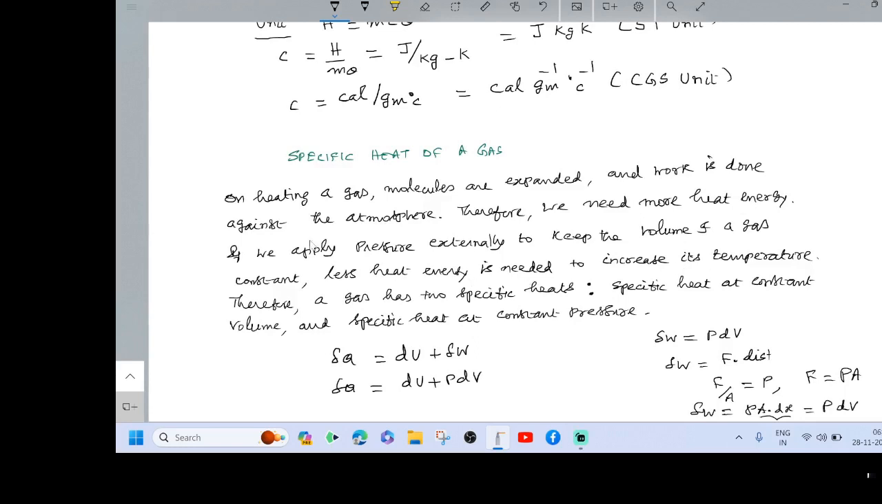Now we work out the first concept. On heating a gas, the molecules expand and work is done against the atmosphere. Therefore, we need more heat energy. If heat energy is applied to the system, part of it is used to increase the internal energy of the system and the rest is utilized to carry out some work. So we need more heat energy to increase the temperature of the system. If you carry out this work at constant volume, to keep the volume constant, externally we have to apply some pressure.